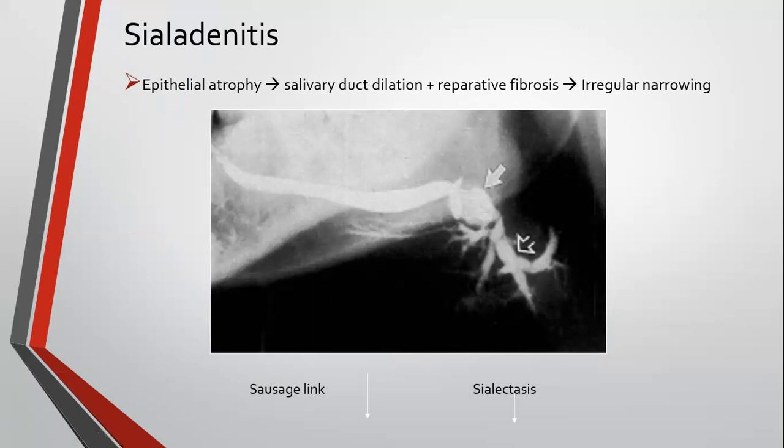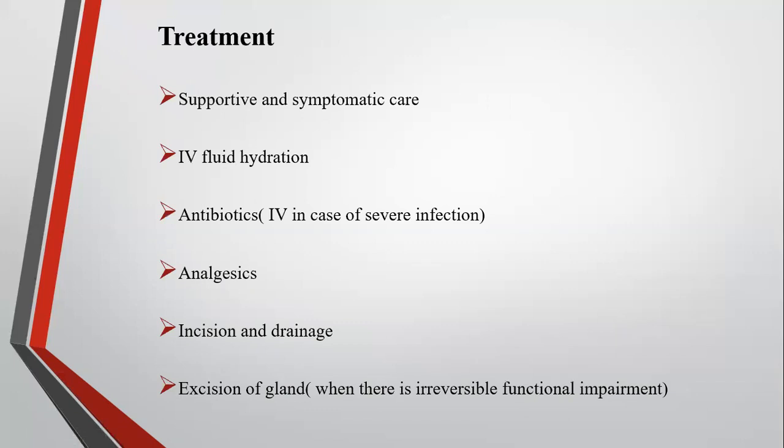So first the epithelium is being atrophied, which led to the salivary duct dilation, and then there is reparative fibrosis, which ultimately led to irregular narrowing. So, for bacterial sialadenitis, what's the treatment? Basically, treatment includes supportive and symptomatic care. Do remember that we do supportive and symptomatic care.